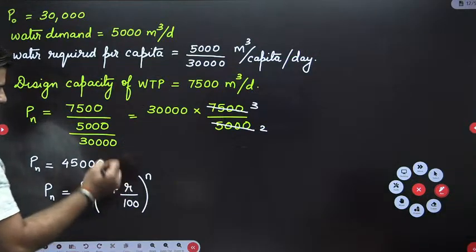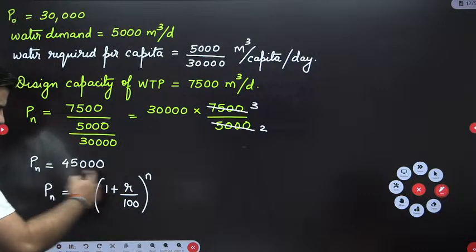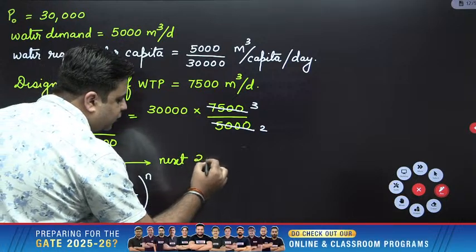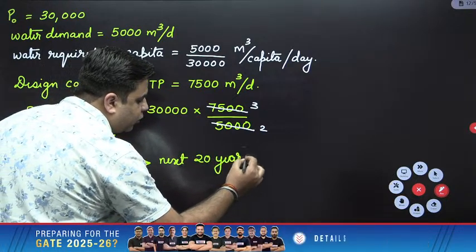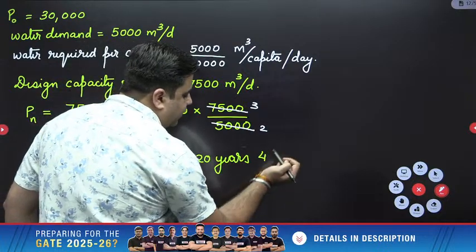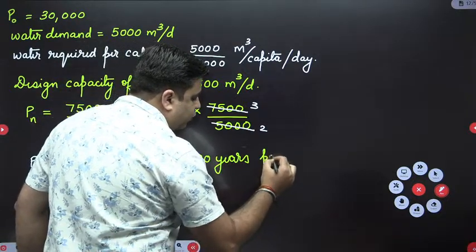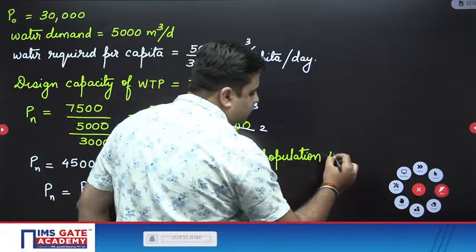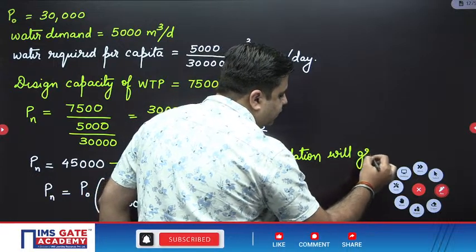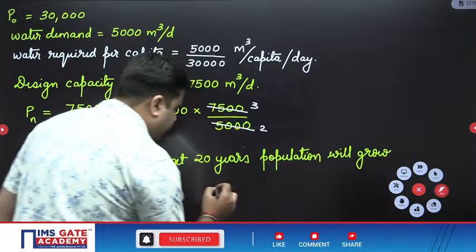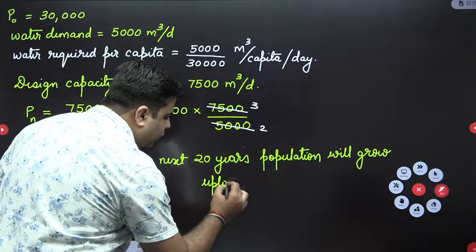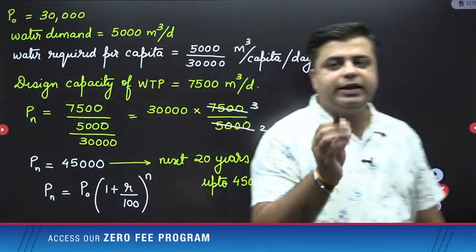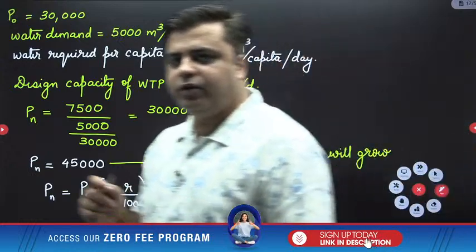So here, instead of calculating using this formula, you can directly write down that in the next 20 years, the population will grow up to 45,000. Sorry, population will grow up to 45,000. So what will be the answer? The answer will be 20 years. That is 2 decades. Very good, Kirti, very good.